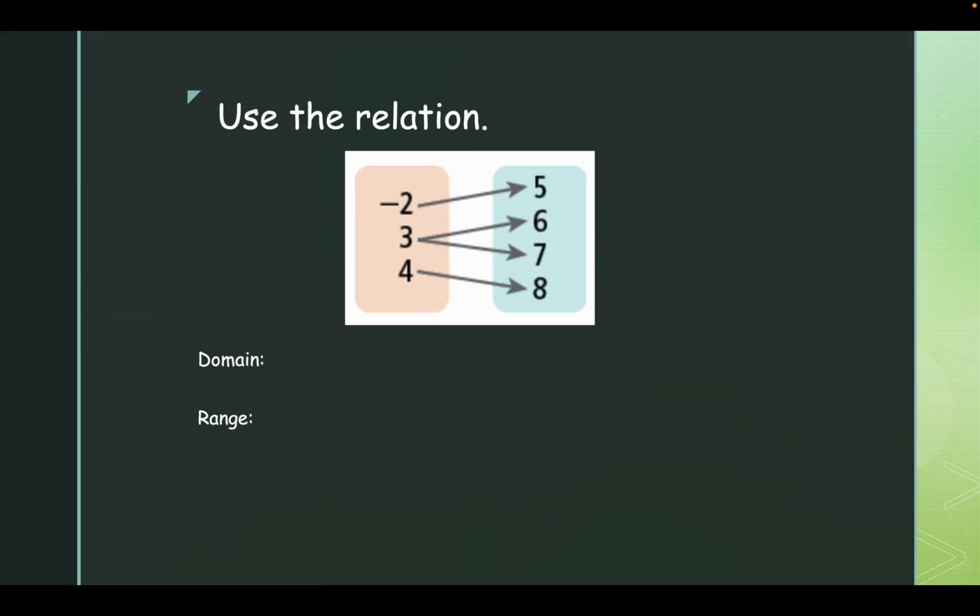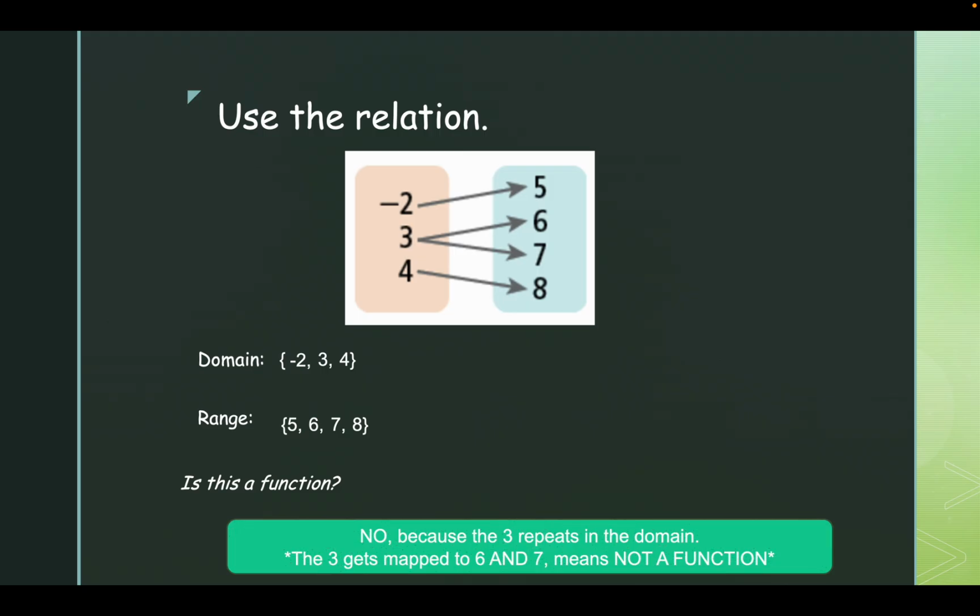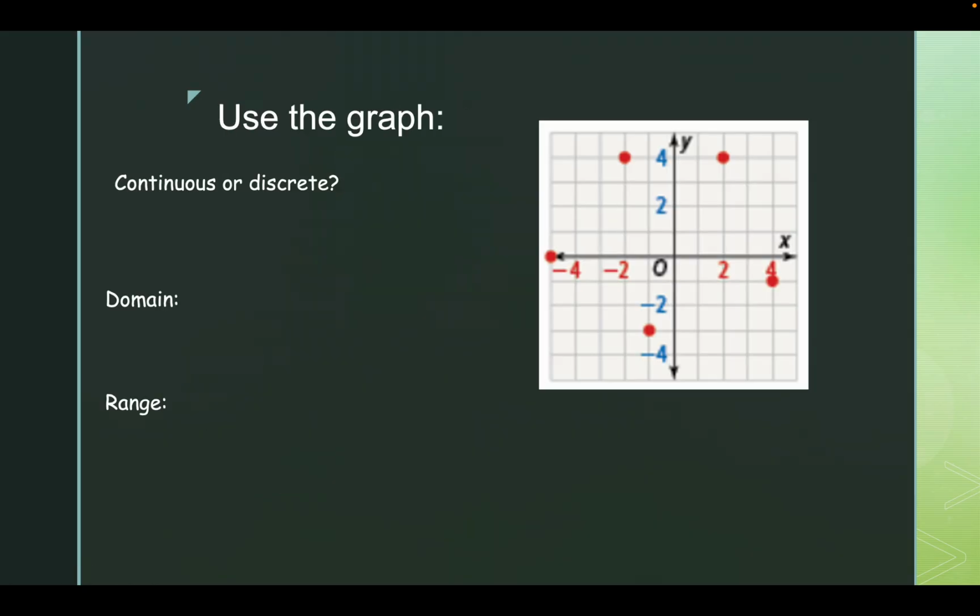Use the relation. Okay, our domain is -2, 3, 4. The range is 5, 6, 7, 8. Is it a function? No. If you look at the 3, that gets mapped to 6 and 7. This value repeats. It has two different outputs. Therefore, it is not a function.